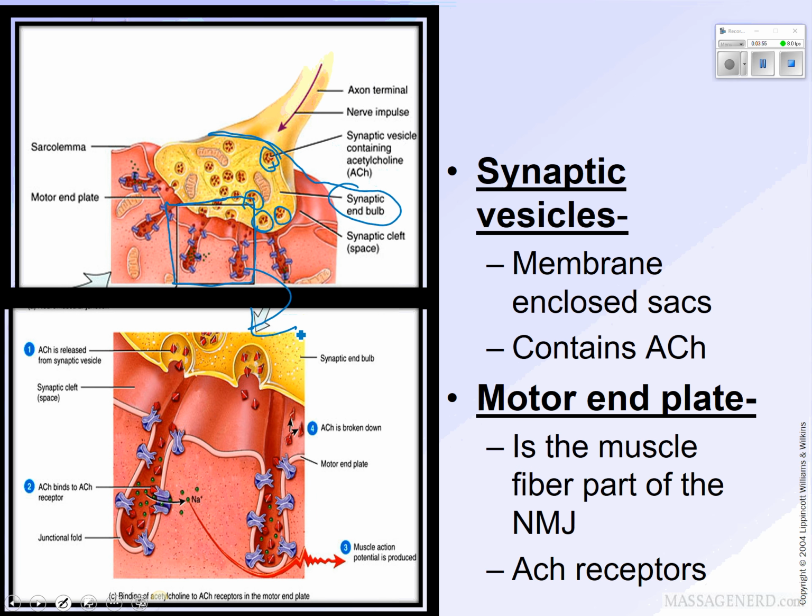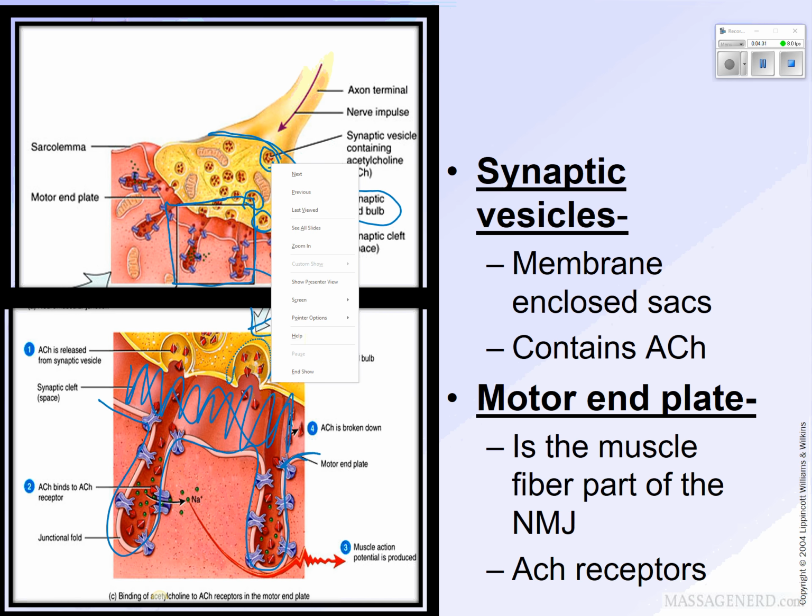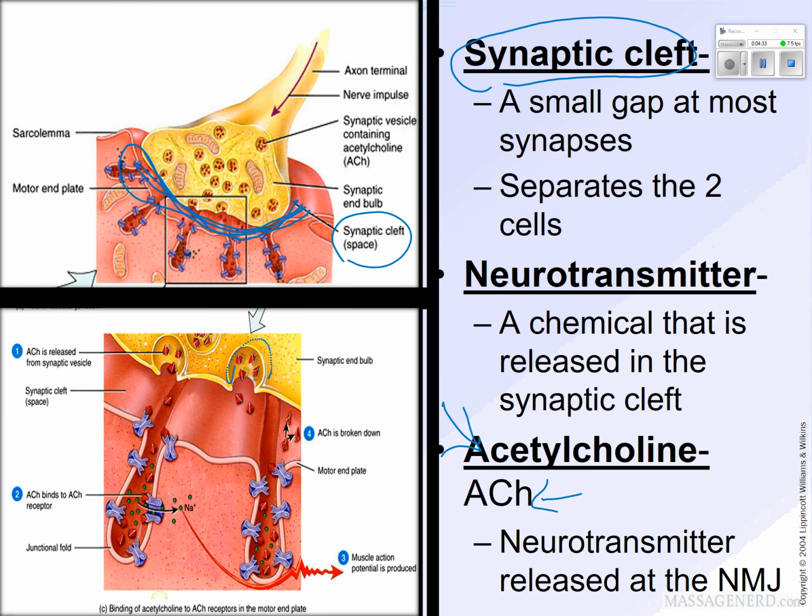This next picture represents the motor end plate. That is the muscle fiber part of the neuromuscular junction, and you have acetylcholine receptors on that end. The acetylcholine is going to bind specifically to the acetylcholine receptors. The motor end plate is just showing you the muscle. Again, we've already talked about this area in the middle here. That's the cleft, or the space. And this is a picture up here showing you the vesicle releasing the acetylcholine.